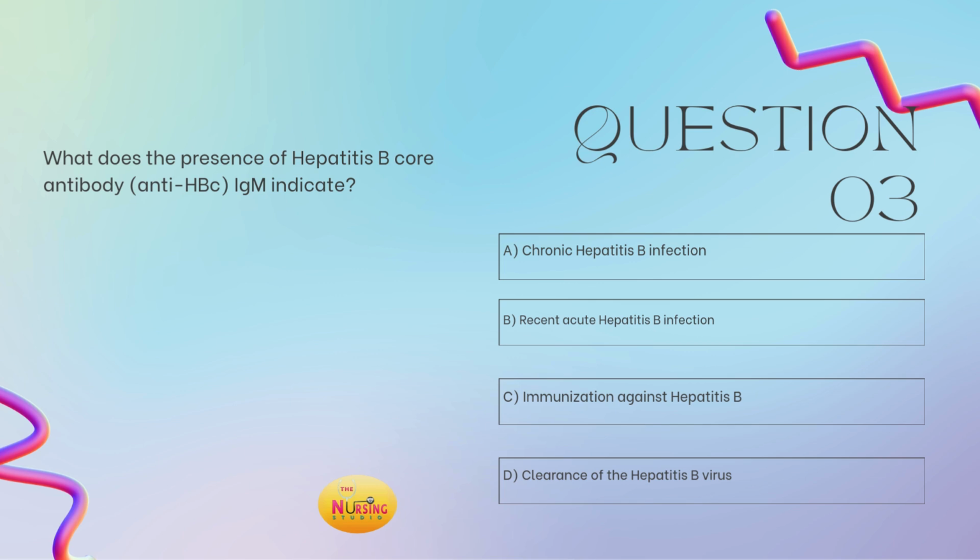All right, so what does the presence of a Hep B core antibody IgM indicate? And your best answer is B, the recent acute hepatitis B infection, right? Remember, when you see that anti-HBc, or if you see core, remember the core is simply talking about the IgM and IgG markers. Remember, IgG is chronic, IgM is acute, right? So again, the answer is B, recent acute hepatitis B infection.